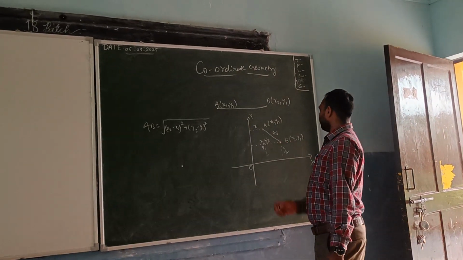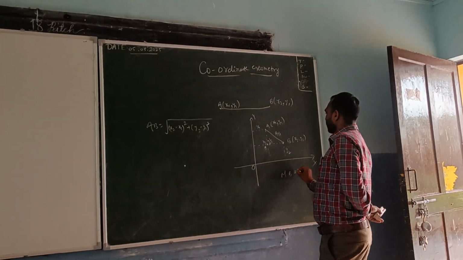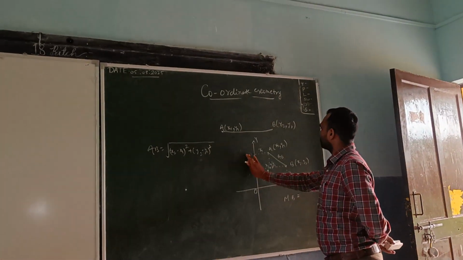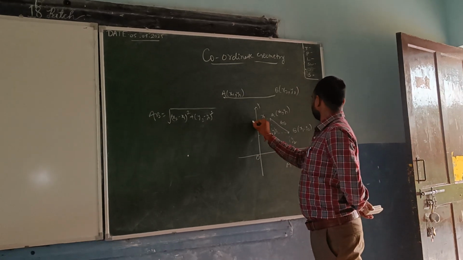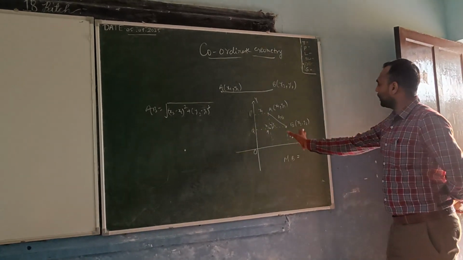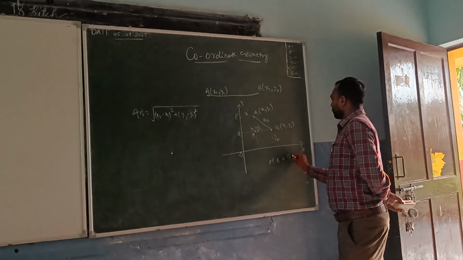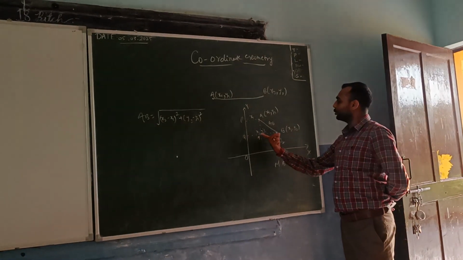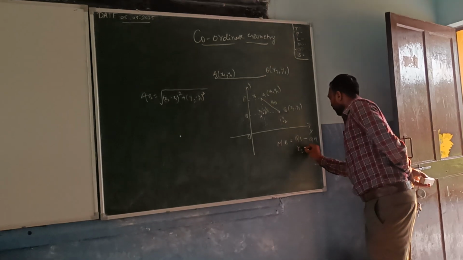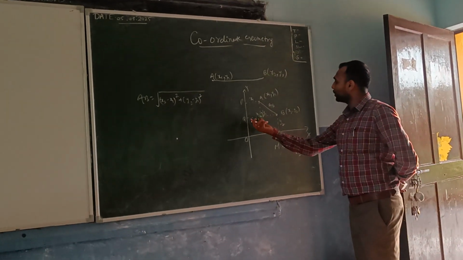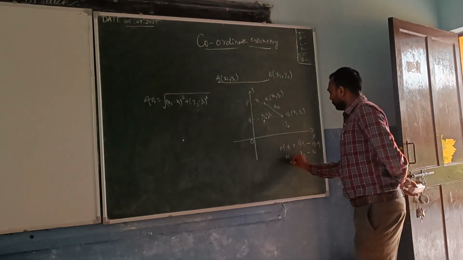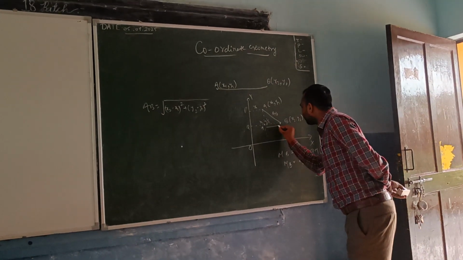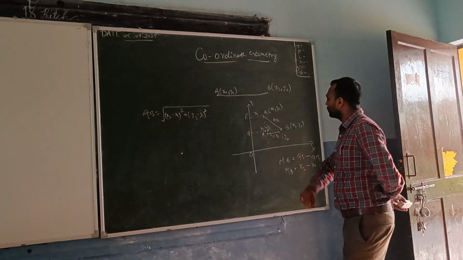Now what is the value of MB? The distance MB will be QB minus QM. And what is the value of QB? That is x2. And what is the value of QM? That is x1. So the value of MB will be x2 minus x1. So the value of MB we have is x2 minus x1.